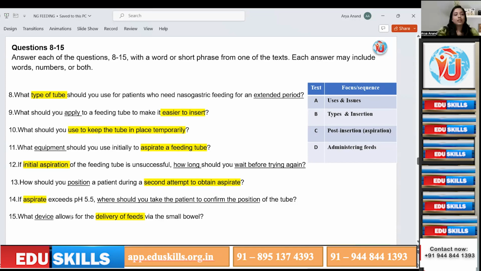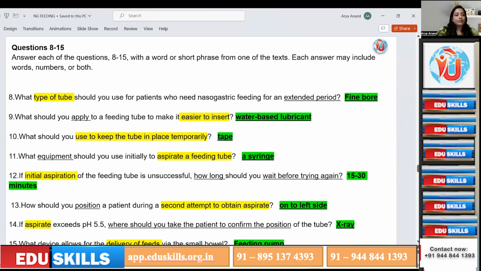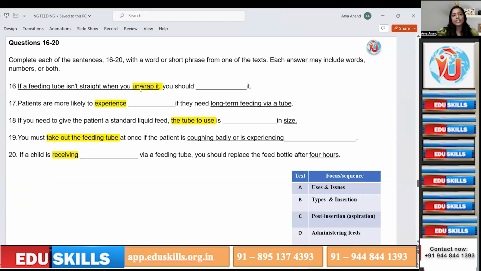Fifteenth, what device allows for the delivery of the feeds via the small bowel? Delivery of feeds, that means administering feeds. Next one, 16 to 20. If a feeding tube is not straight when you unwrap it, you should dash it. So when you unwrap the packet, B. Insertion, right? Yes. B.